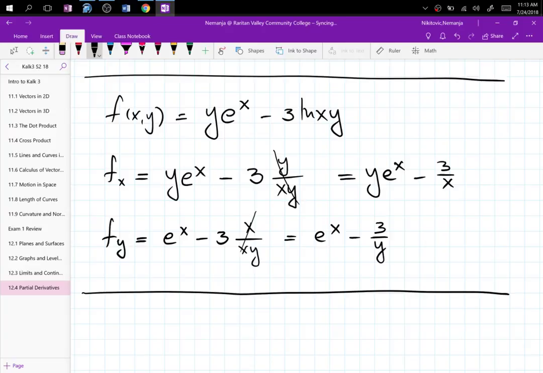Let's take a look at some problems from the textbook. They have a lot of wonderful exercises over here.